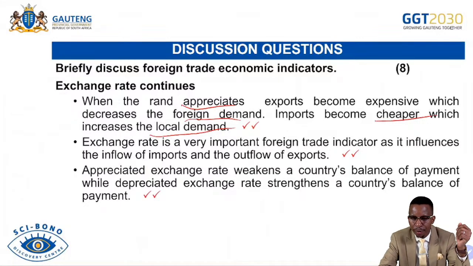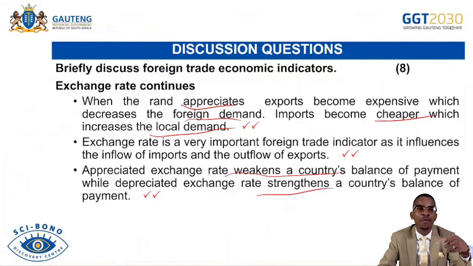Exchange rate is a very important foreign trade indicator as it influences the inflow of imports and outflow of exports. An appreciated exchange rate weakens the country's balance of payments, while a depreciated exchange rate strengthens it. So how? If our currency becomes strong, remember our exports become expensive. As our exports become expensive, there will be less demand for exports, resulting in less outflow of goods into the global markets. And if our currency becomes weak, that will lead to more demand for exports because they become relatively cheap, improving the trade balance, meaning reducing the trade deficit in the BOP.